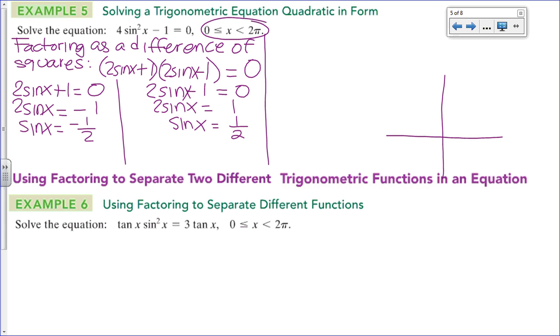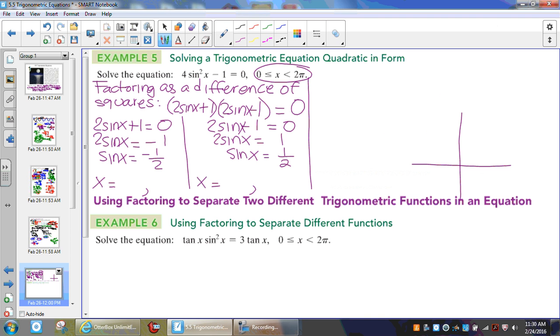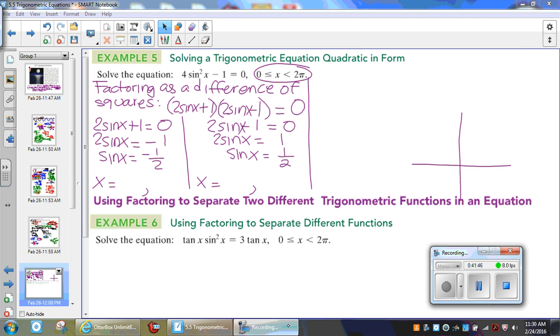4, right? Because sine is positive in quadrants 1 and 2, and it's negative in quadrants 3 and 4. So I want you guys to think about those angles. You're going to get 2 from here, and then 2 from here. So think about it. You can discuss with your partner.